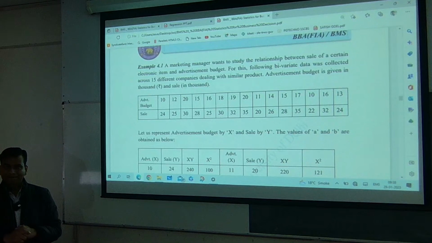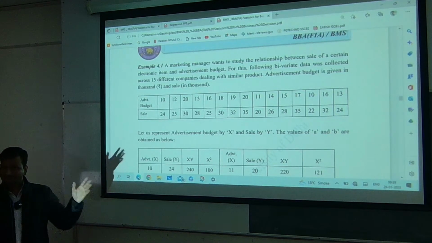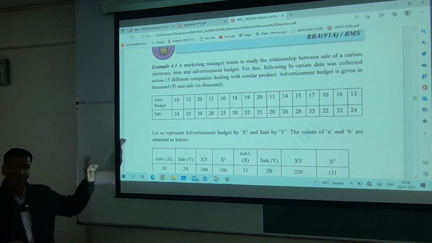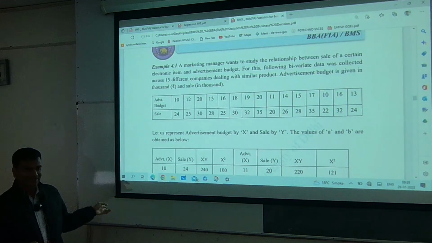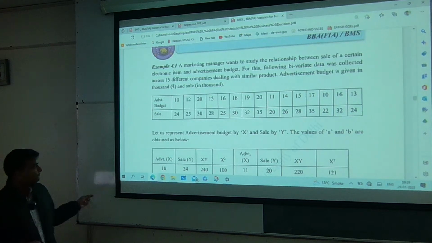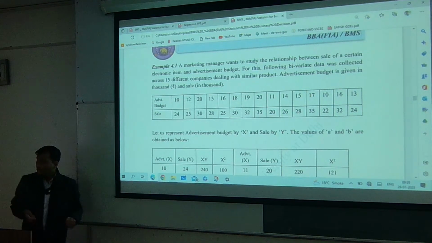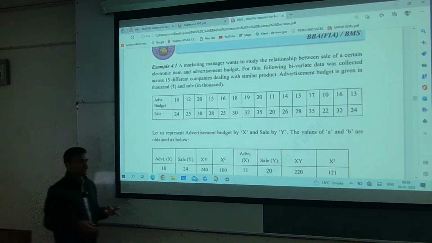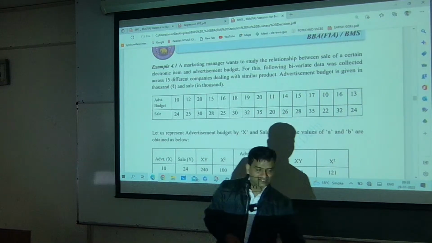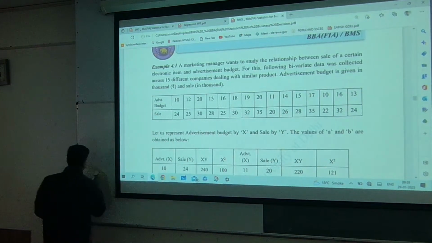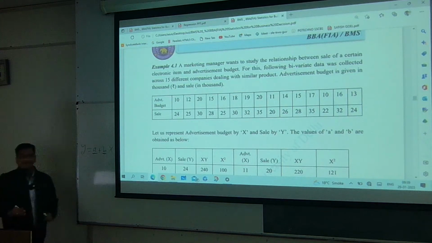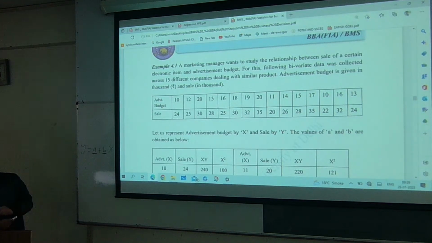Through the correlation coefficient I can find whether they are related or not, that's fine. But what is the form of the relationship? Then I have to take one variable as x and the other as y. The regression model is very simple: y equal to a plus b x. So I have to basically estimate a and b.